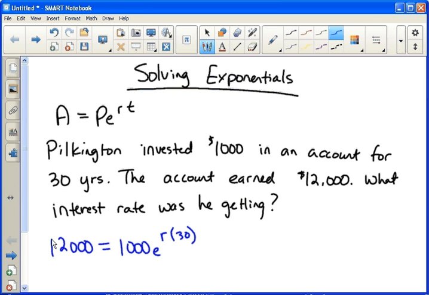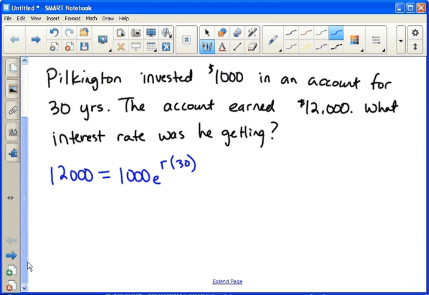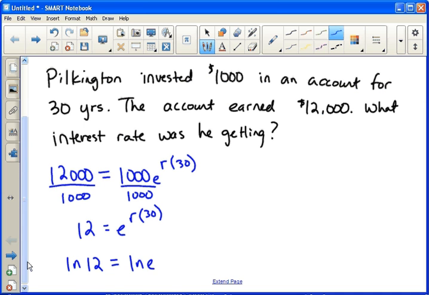So this is what we have to do. We want to first divide both sides by 1,000. That gives me 12 equals e to the r times 30. And now we need to get rid of that e, so you've got to think about logarithms. What cancels out an e? Well, natural log cancels out e. So on the right side here, natural log of e cancels out, leaving me just r times 30. So I have natural log of 12 equals r times 30.